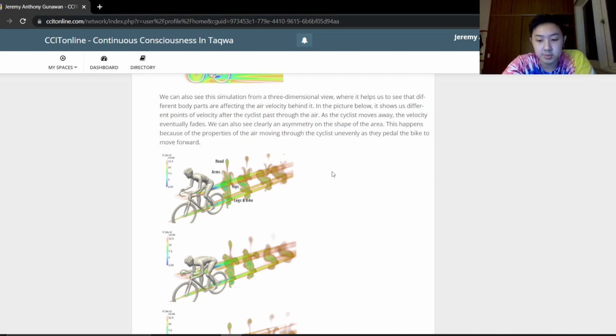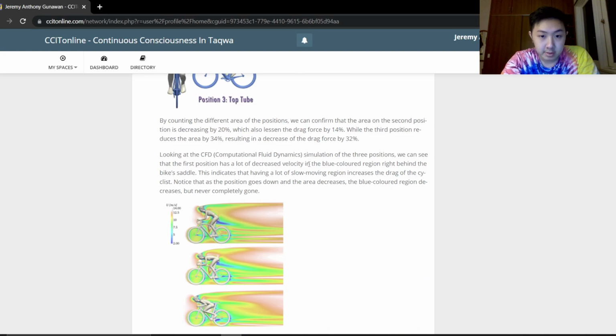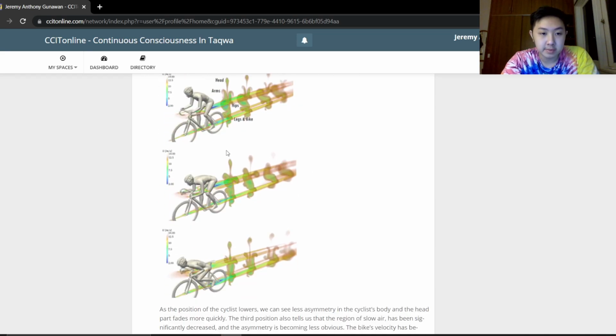Because we are changing our foot and pedals every second, the shape of the velocity will change unevenly. As we go on to the lower positions, we can see that the velocity fades even quicker, and the asymmetry is becoming less obvious. As we can see, this one is totally obviously asymmetrical, but here in the lowest position, it becomes much more symmetrical.